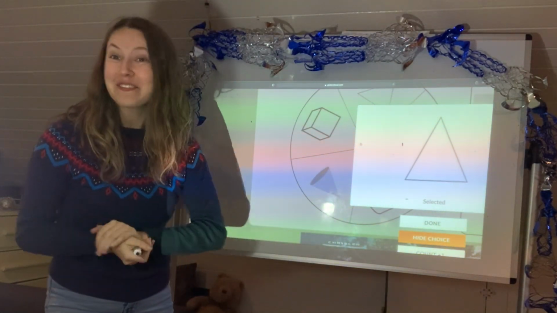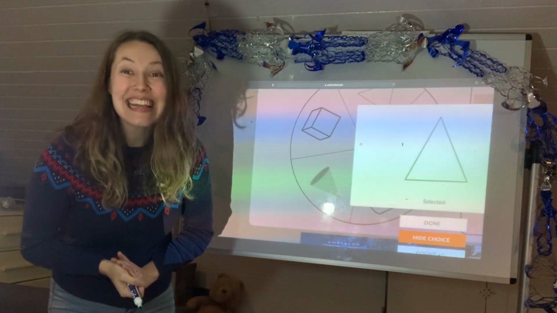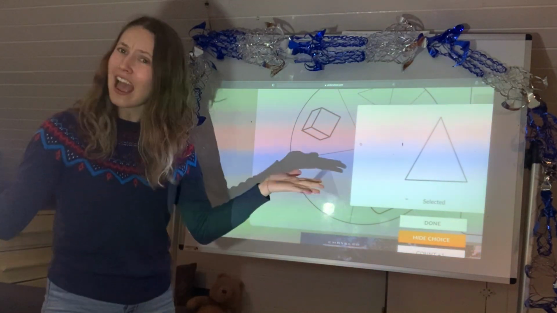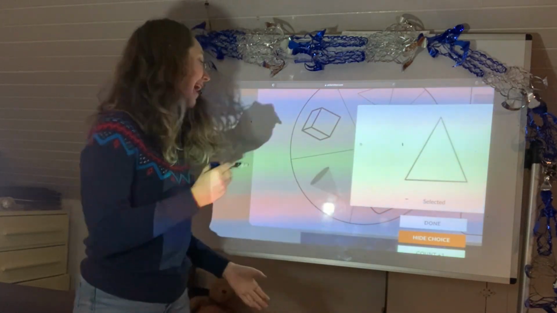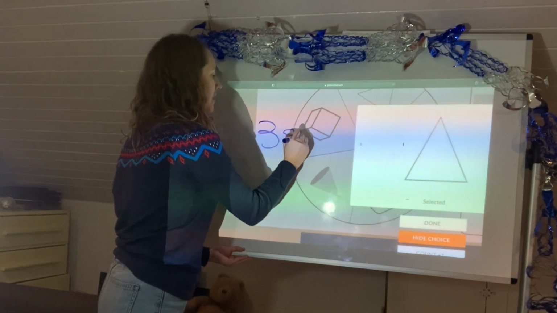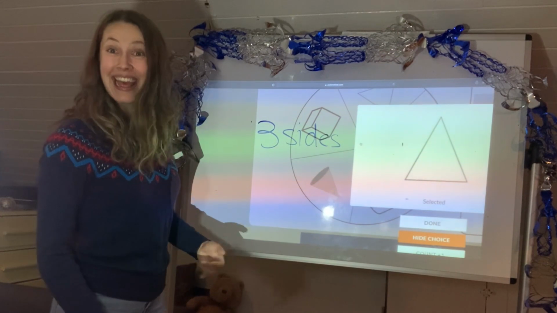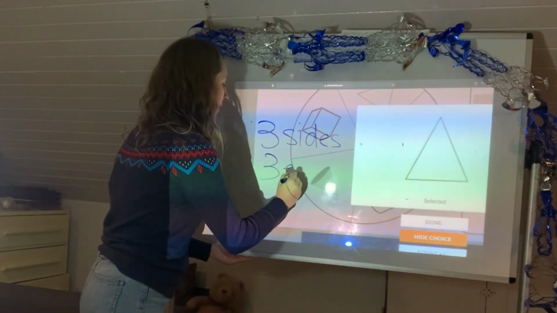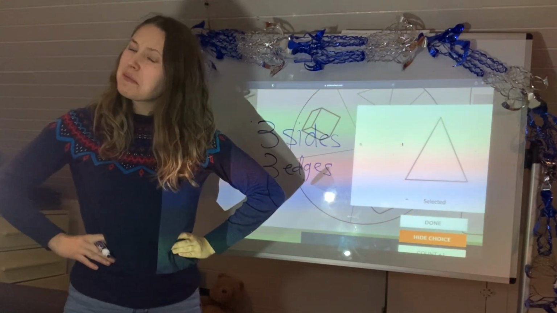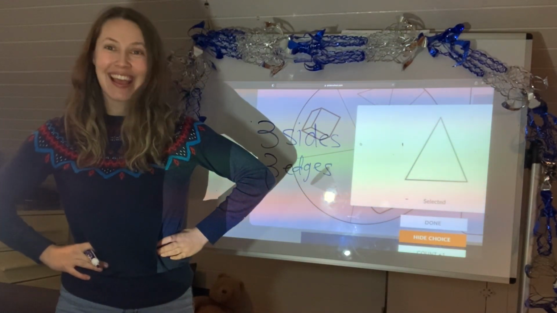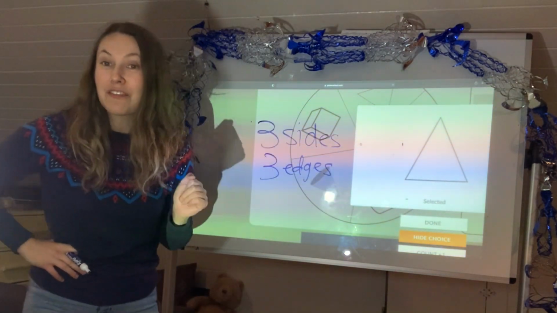All right, tell me about this shape. That's right, it's a triangle. And how many sides does a triangle have? That's right, 3 sides. And how many pointy edges does it have? That's right, 3 again, 3 pointy edges. Now, is this a flat shape or a solid shape? It's a flat shape. This cannot stand up by itself.